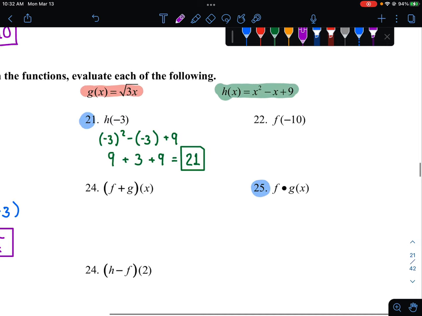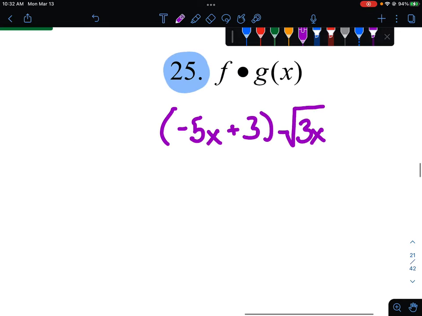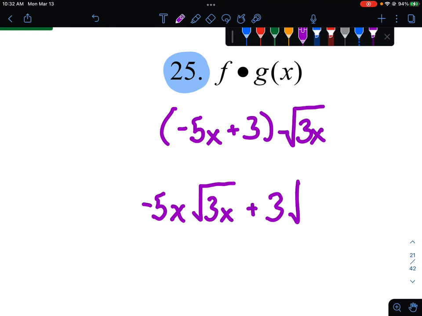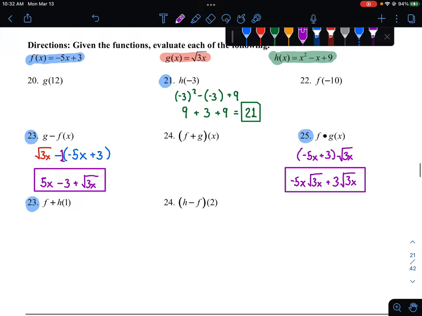On 25, we're going to do f times g. So that is going to be f, which is negative 5x plus 3, and we're going to multiply that by g, which is root 3x. And we have to think back to our rules with multiplying radicals, right? So inside times inside, outside times outside. So we're going to combine those, and then I'll get 3 root 3x. Those coefficients are not like terms, so you're just done there. That's the best we can do there.